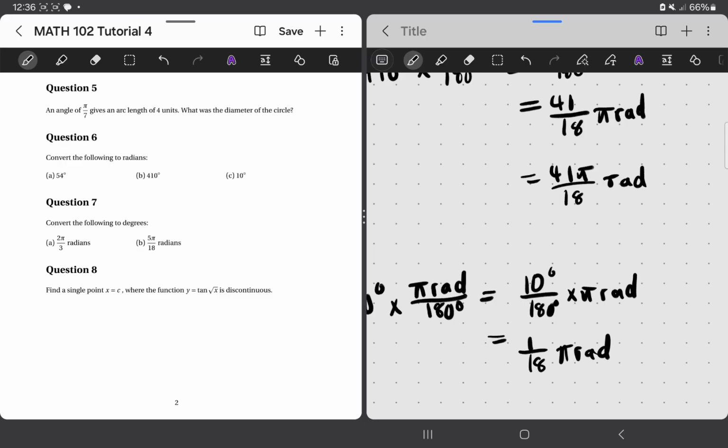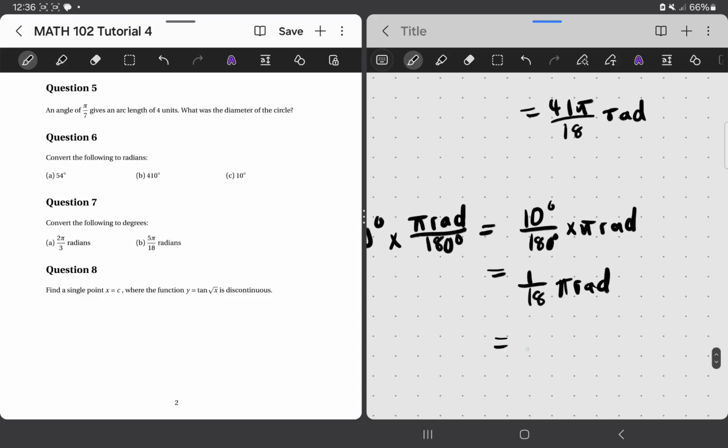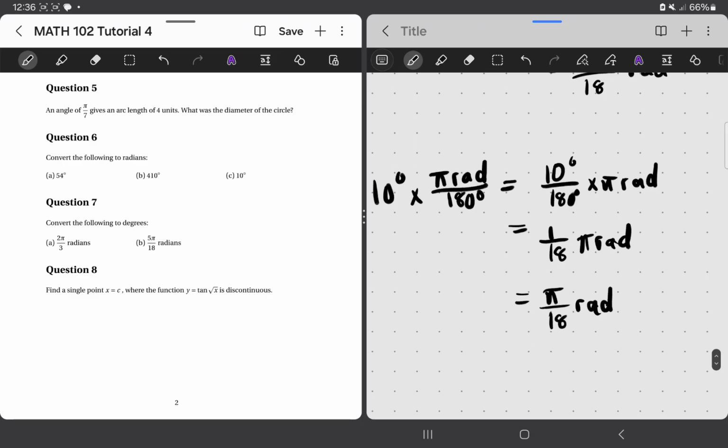If you say 10 divided by 180, and then you change it to a fraction, second function a b over c, you get 1 over 18. So it's going to be 1 times pi will be just pi over 18 rad. And we'll be done. This is our final solution.